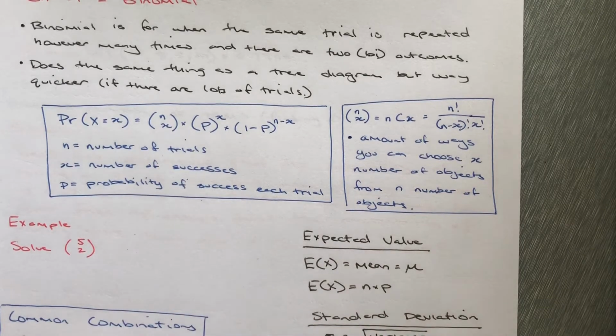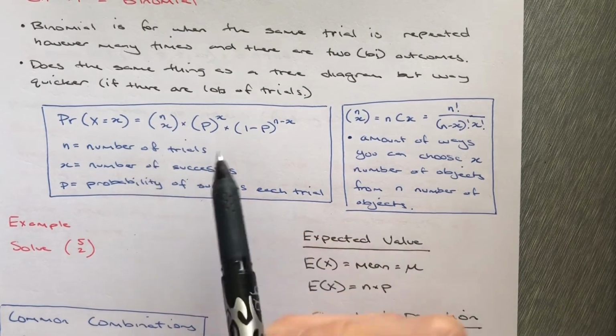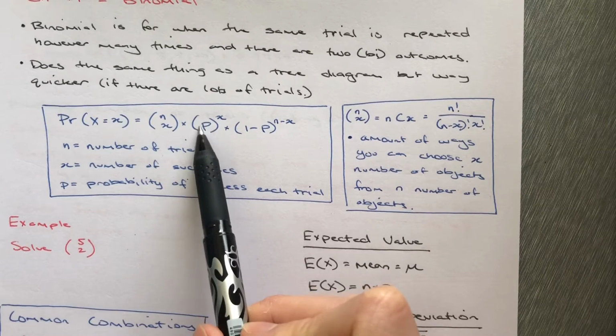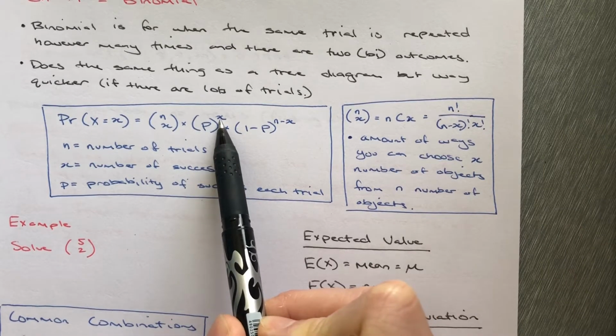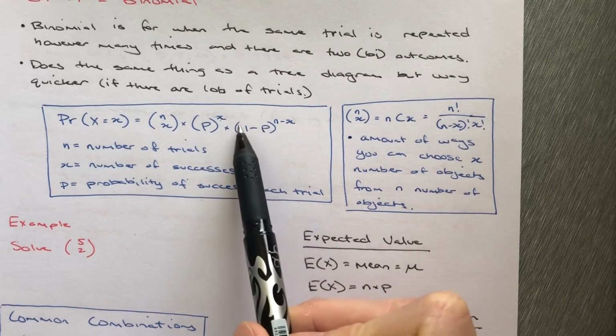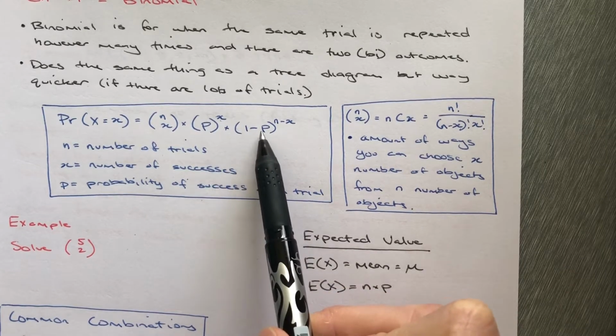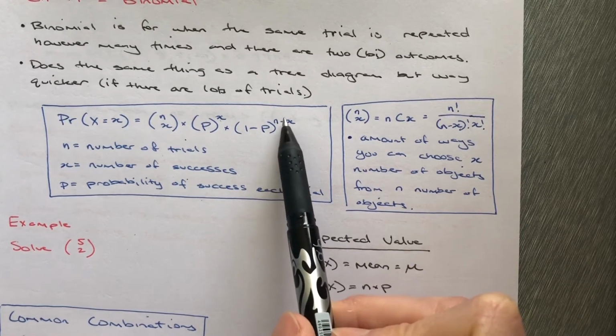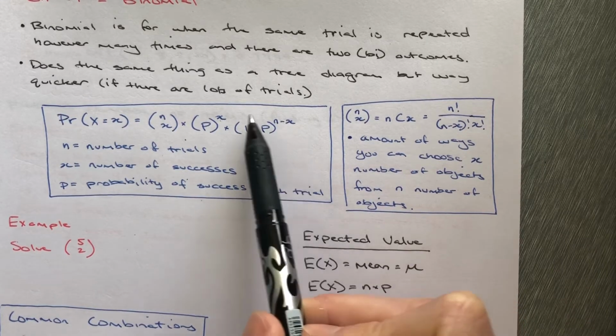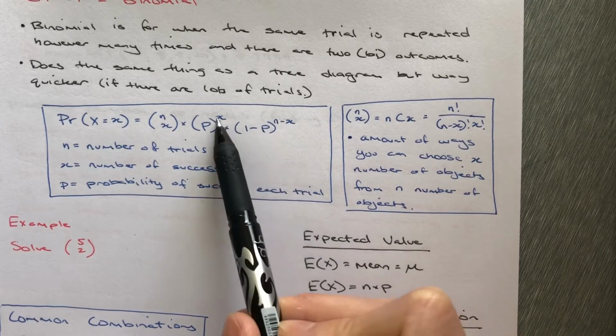Now, I'm going to talk about this bit in a second, but basically what we're doing is this is the chance of success to the power of however many successes you want, times the probability of failure, so that's why it's 1 minus P, to the power of the amount of failures that you want. Okay, now both of these two are always going to add up to N.